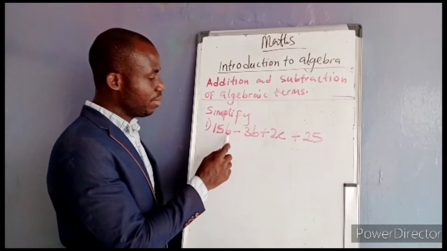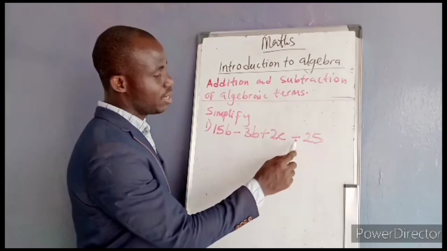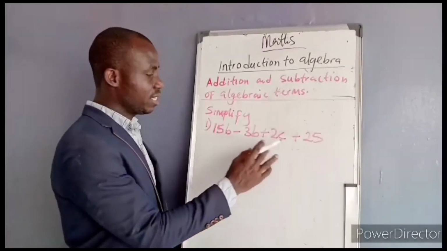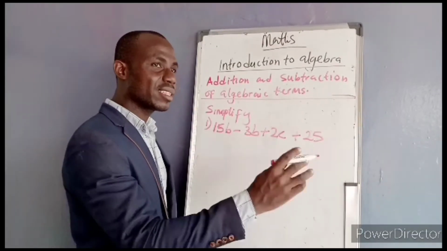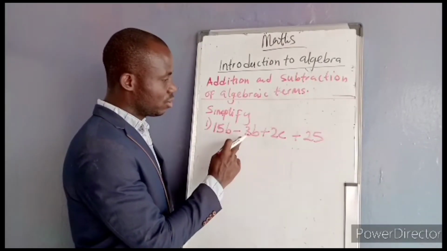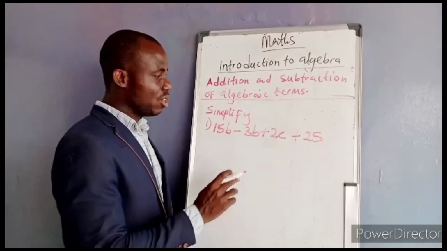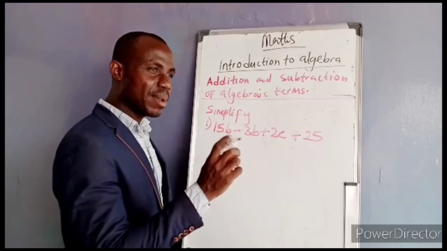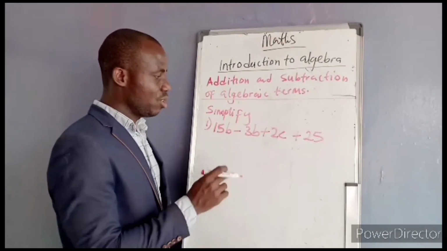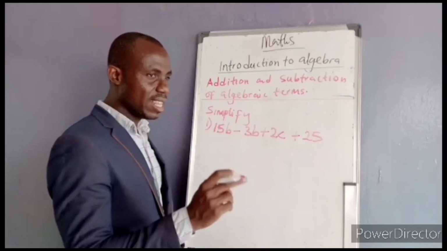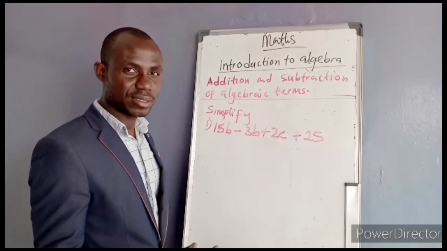Now let's go to another example. You have 15b minus 3b plus 2c plus 25. If you check this very well, in the previous examples we have solved, they are the same alphabet, meaning they are like terms. Here we have two different alphabets with an ordinary number. So these are unlike terms. We add the alphabet that are the same, then the number remains on its own. You can add like terms together.